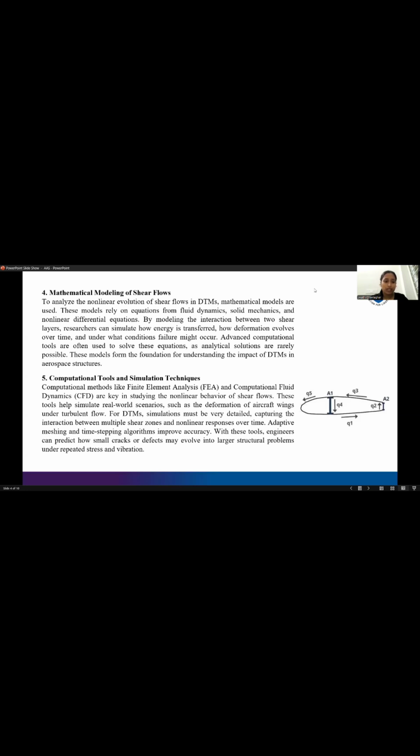Adaptive meshing and time-stepping algorithms improve accuracy. With these tools, engineers can predict how small cracks or defects may evolve into larger structural problems under repeated stresses and vibrations.